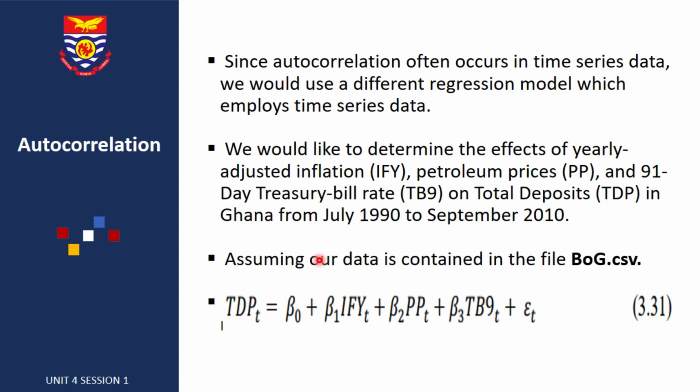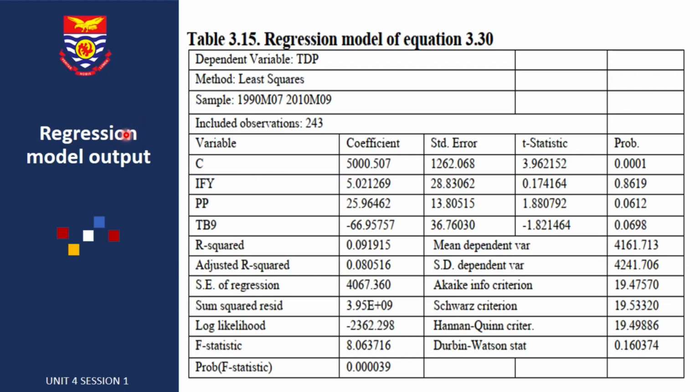So our regression model will take this form, even now that we are considering the time series analysis. You can also see that this is our regression output. In this output we are seeing the total deposit, which is the dependent variable, the regressand. So this is the output we are going to derive after you have estimated the regression analysis in your eViews.